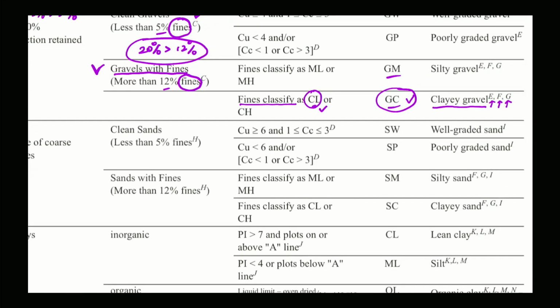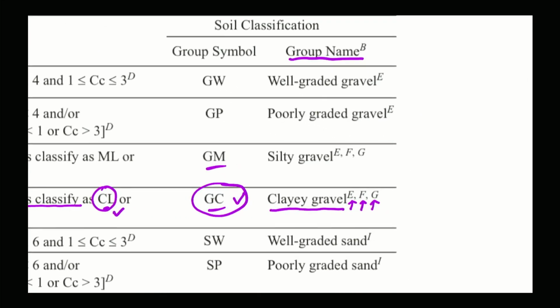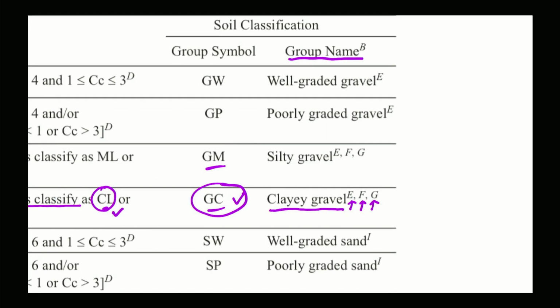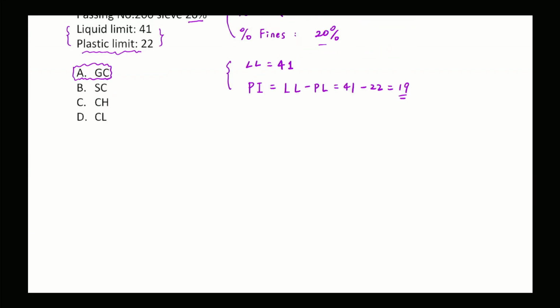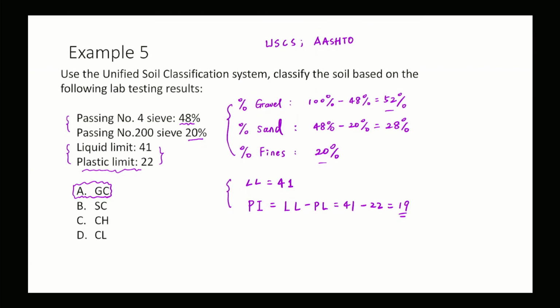So the full classification, the symbol is GC, but the group name would be, for this specific soil, clayey gravel with sand. That will be the group name. Okay, so that's pretty much about it for this problem. Again, clayey gravel with sand. That's the full group name for this soil. Okay, so yep, that's it for example number 5.